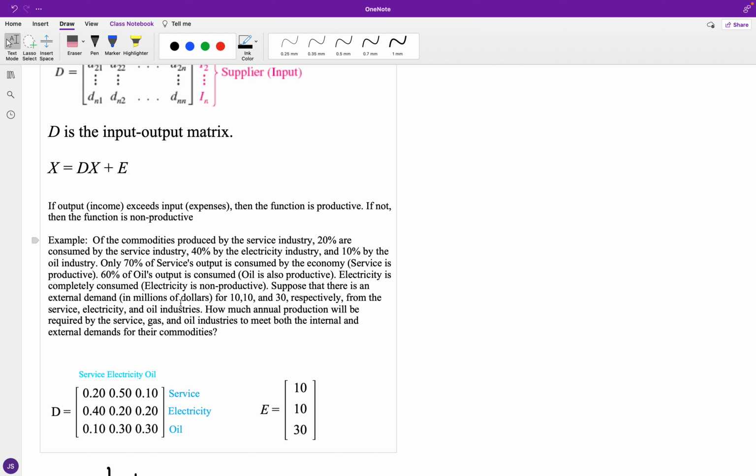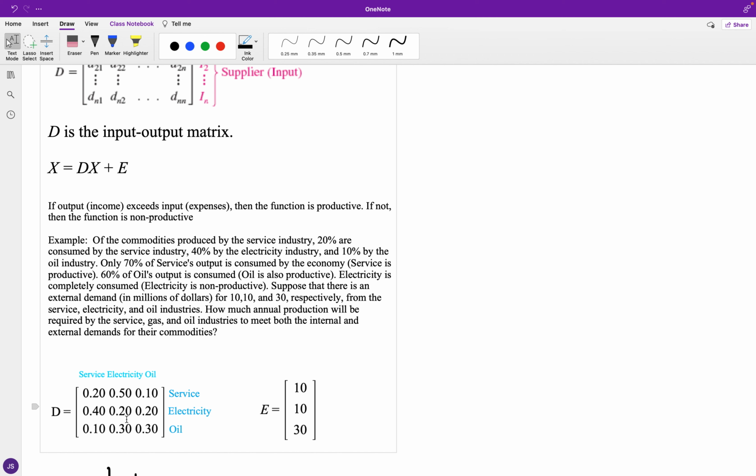On the other hand, electricity is completely consumed, where we have 50 plus 20 plus 30, which comes out to exactly 100%, or 1. So all the electricity is consumed, and electricity would be regarded as non-productive.